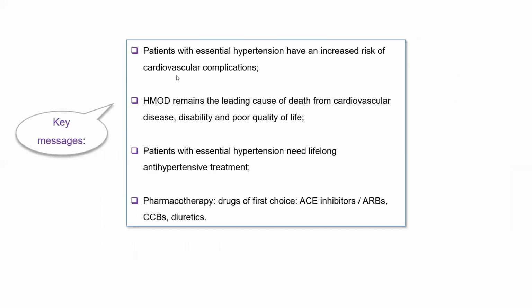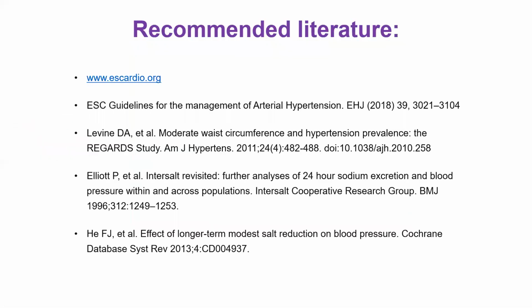Let's make conclusion. Patients with essential hypertension have an increased risk of cardiovascular complications. Next conclusion, hypertension-mediated organ damage remains the leading cause of death from cardiovascular disease, disability, and poor quality of life. Patients with essential hypertension need lifelong antihypertension therapy, and pharmacotherapy includes the drugs of first choice. These are RAS inhibitors, ACE inhibitors, and angiotensin receptor 2 blockers. These are calcium channel blockers and diuretics.